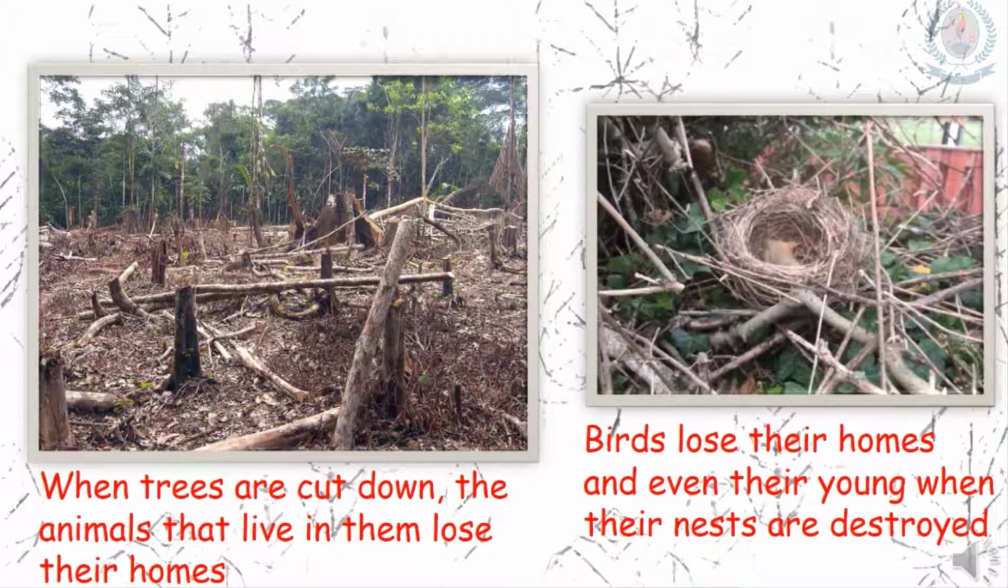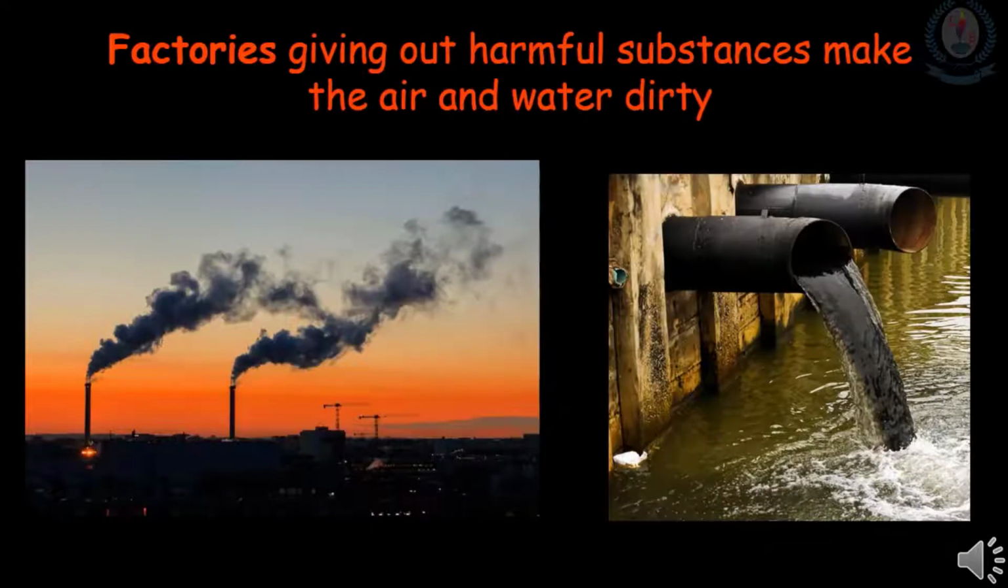When trees are cut down, the animals that live in them lose their homes. Birds lose their young ones when their nests are destroyed. The water looks dirty, doesn't it? Factories giving out harmful substances make the air and water dirty. What happens when you breathe bad air? Polluted air can cause difficulty in breathing and other lung problems.